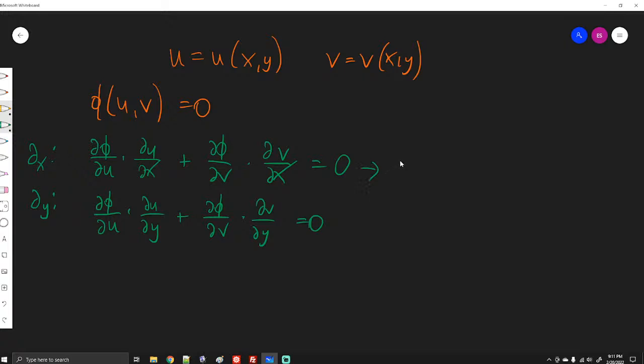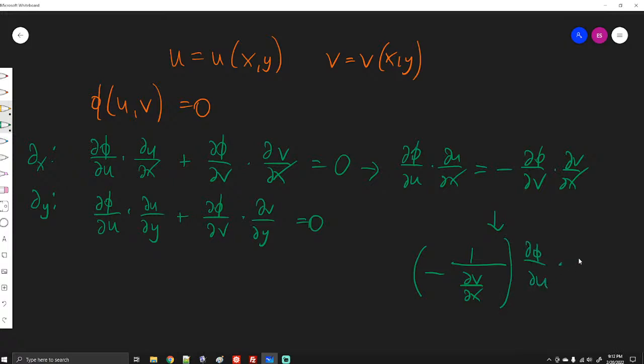If I do that, I get partial of phi partial of u times partial of v partial of x equals negative times partial of v partial of x. So I'm going to solve for partial of v by dividing both sides by negative partial of v partial of x. So I get negative 1 over this times partial of phi partial of u times partial of u partial of x equals partial of phi partial of v. And now I'm going to substitute this formula here into the second equation.